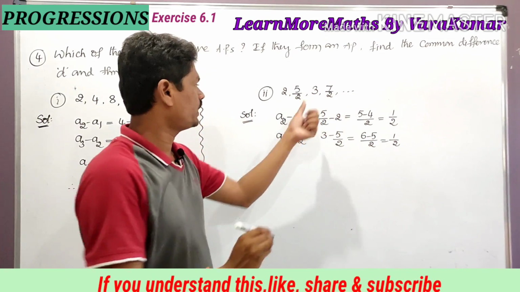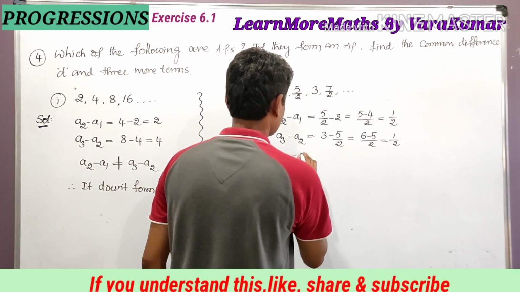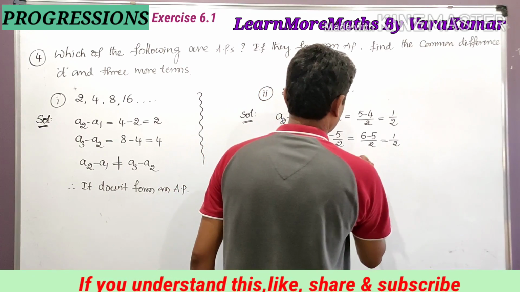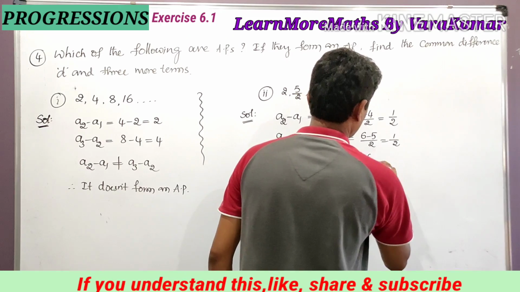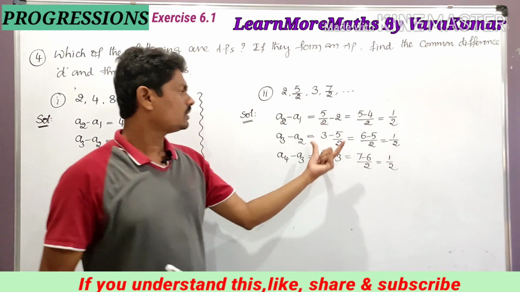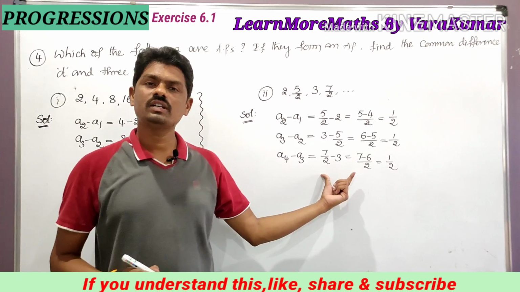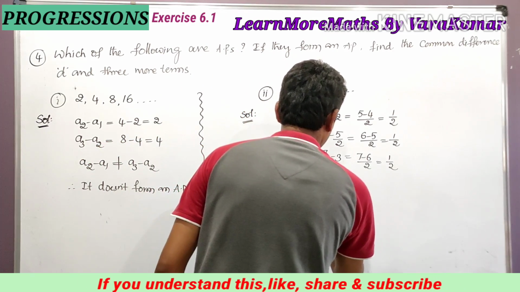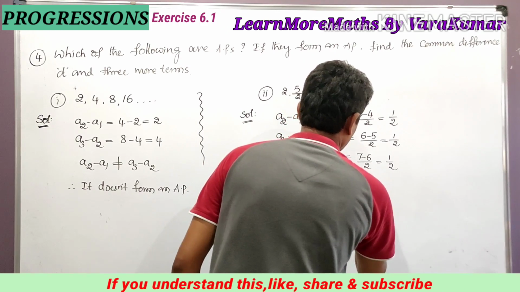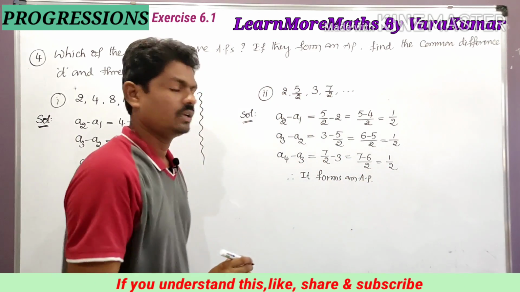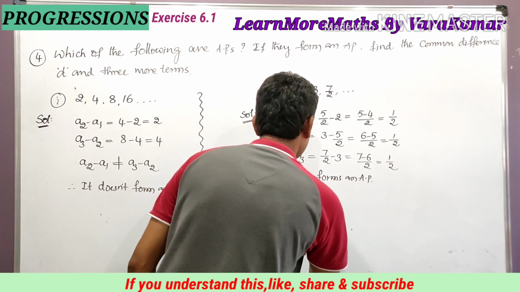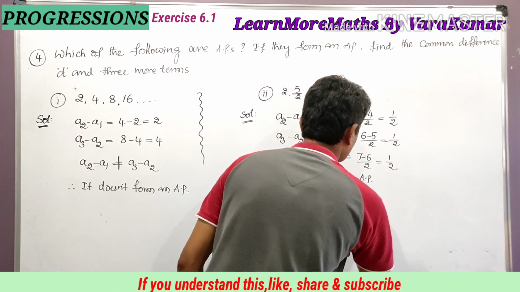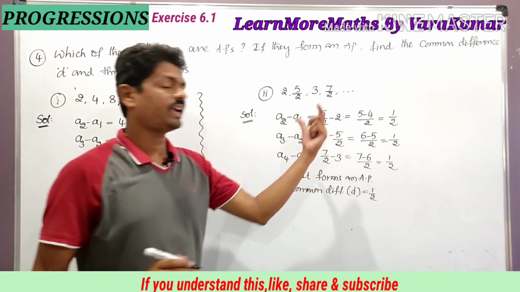So in the same way we have to find the next one. A4 minus A3 is equal to 7 by 2 minus 3, that is 7 minus 6 by 2, which is 1 by 2. So in all the 3 cases the common difference is same, therefore it forms an AP. So if it forms an AP, it is asking us to find the common difference D, which is equal to how much, student? 1 by 2.